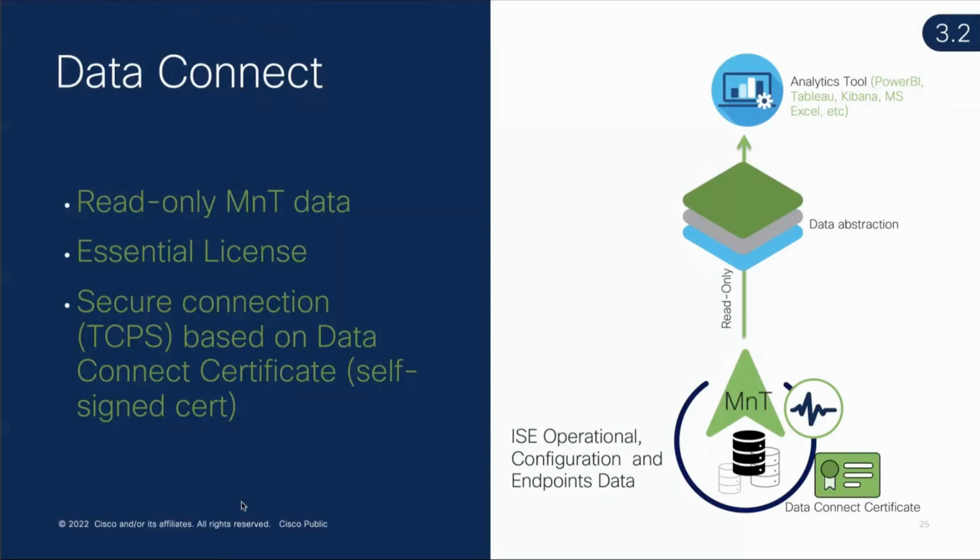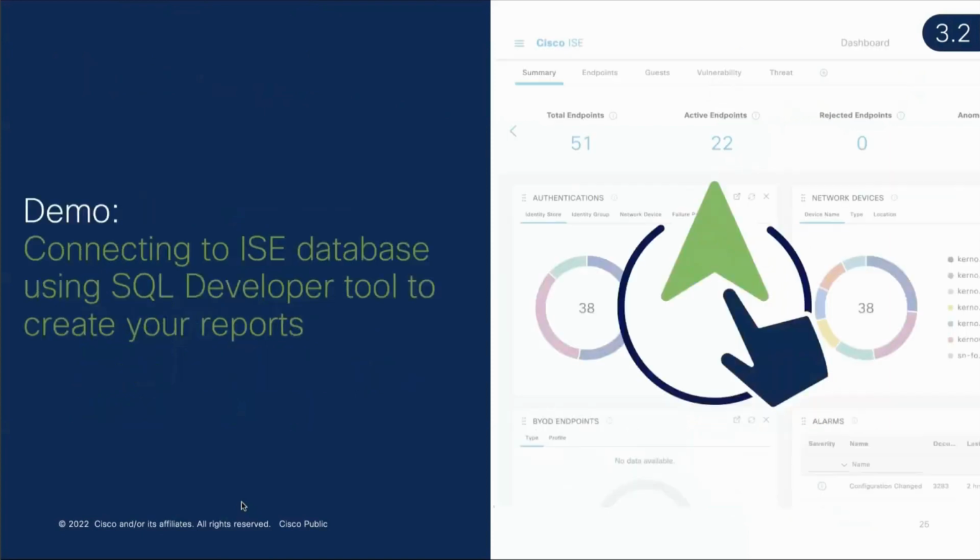The Essential license is basically what is required to exercise this feature. And talking about security, when you're connecting the third-party tools to the ISE database, we need that connection to be secure. It is made possible with the help of the Data Connect certificate. So you need to export that Data Connect certificate and make it trusted in the third-party tools whenever they connect to the ISE database over the TCPS protocol. So let's go through the demonstration.